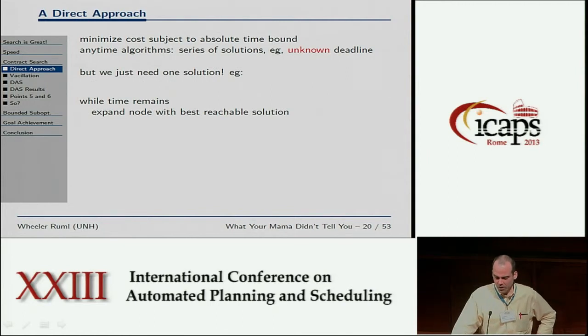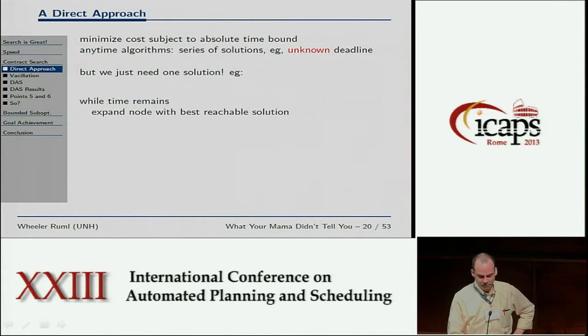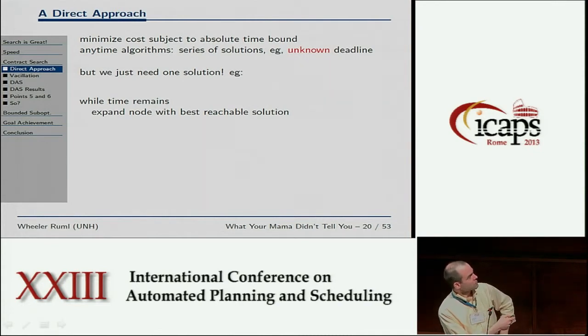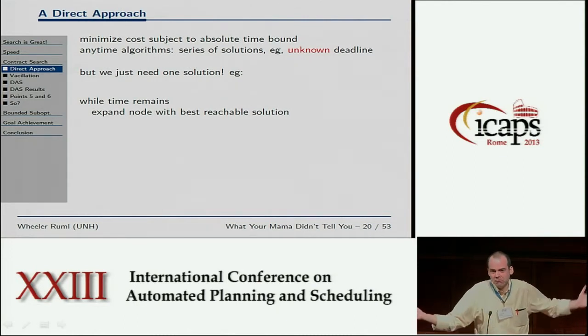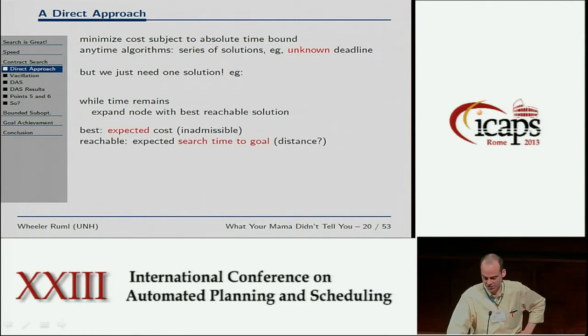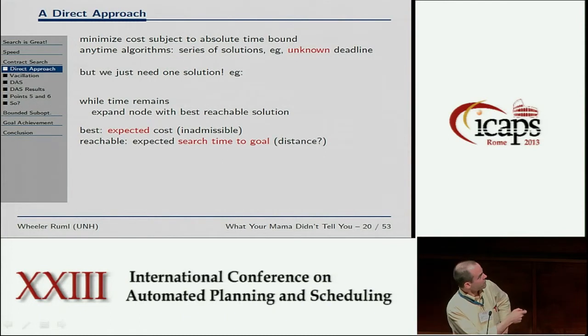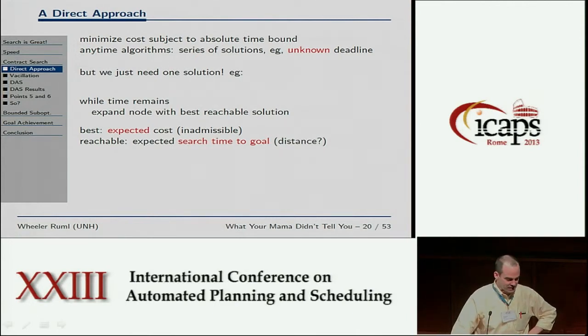Well, what if we just do the simplest thing you could possibly think of? What if we just say, while we still have time, I'm going to expand the best node I could find that looks like the solution is reachable within the time limit. Very simple approach. I'm not claiming this is rocket science. Of course, for best here, I'm going to use some inadmissible estimate because we don't need admissibility. So I'm going to use the most informed heuristic that I can. And for reachable, we mean reachable within the search time that we have. And maybe this distance thing we were just talking about, maybe we could use that to somehow estimate time to go. Let's try it out.